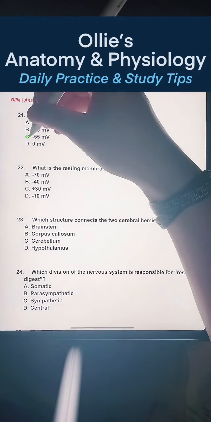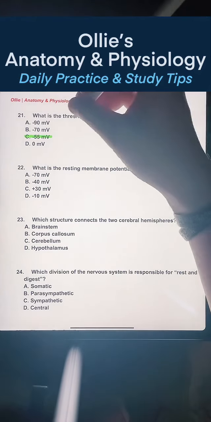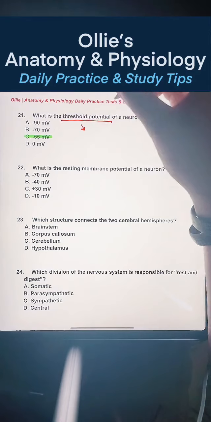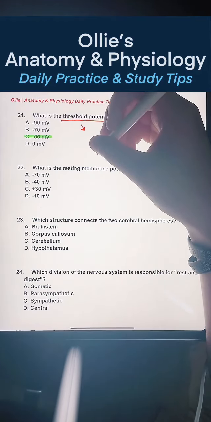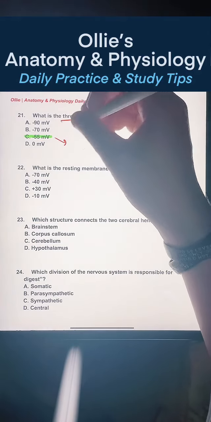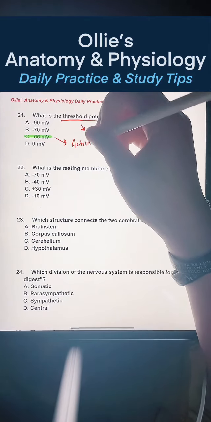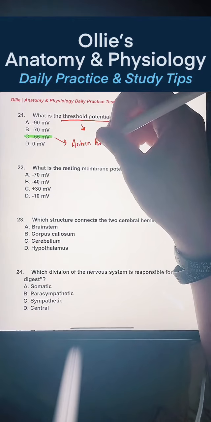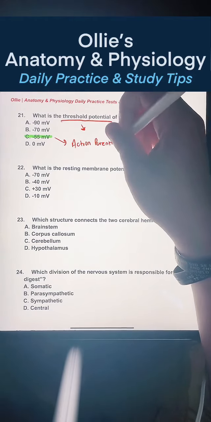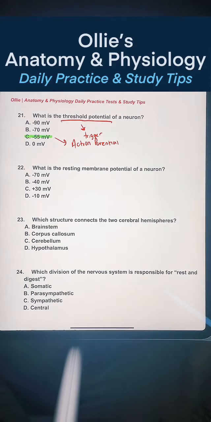But the answer is negative 55 millivolts. So when we talk about a threshold potential, this is the potential that is needed to trigger the action. So you need the potential to get up to negative 55 millivolts. This triggers the action potential. So moving on, number 22, what is the resting membrane potential of a neuron?